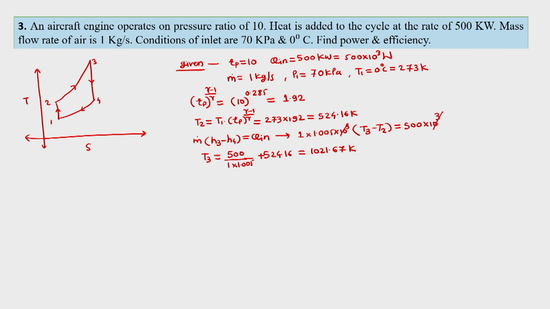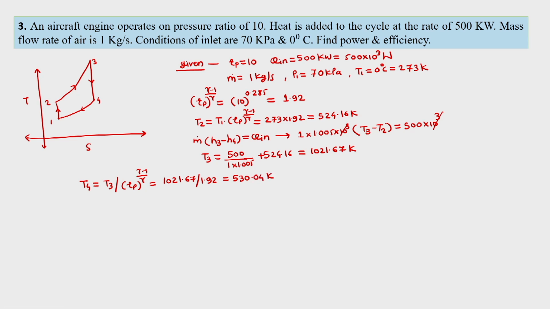Then we can find out T4. As we know, T4 is equal to T3 upon Rp raised to gamma minus 1 upon gamma, where T3 is known to us now as 1021.67 divided by 1.92, and this number turns out to be 530.04 Kelvin.